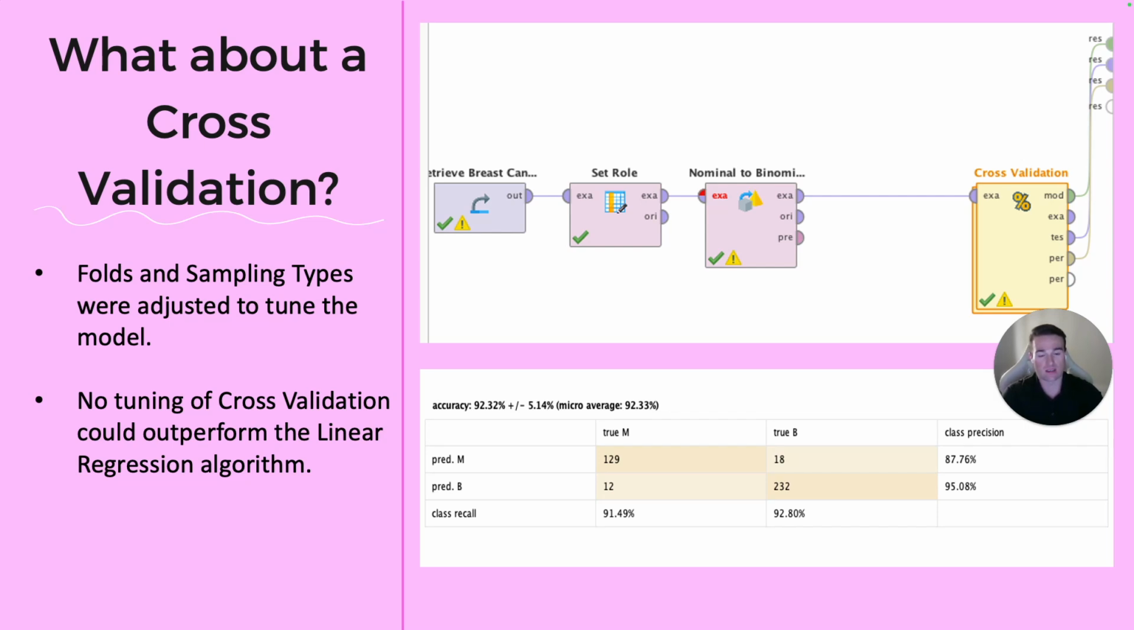We have some predictability, as we could see in the confusion matrix, just like we saw on the first confusion matrix, and we see that it's not performing as well as the logistic regression that was previously set up with the split data set. I adjusted the folds and the sampling types, and I tried multiple combinations to see if I could tune the model, and there was no model of cross-validation that outperformed my original logistic regression. Therefore, I decided to stick with my original process, as it gave me the best performance out of anything that I tried.